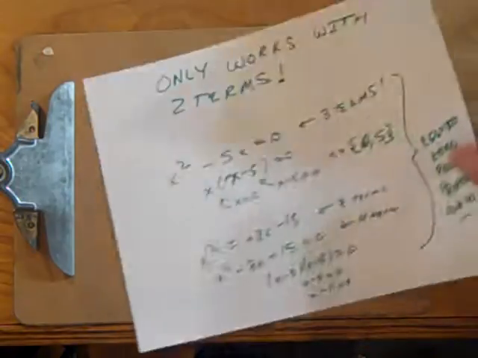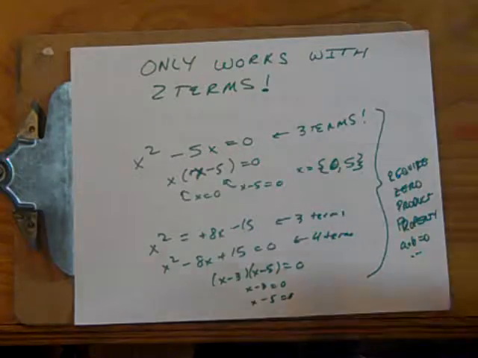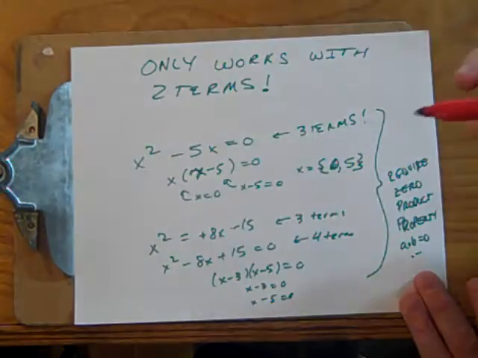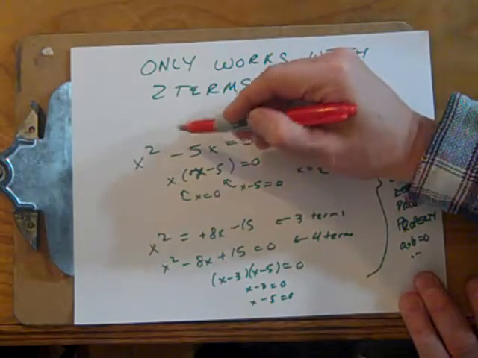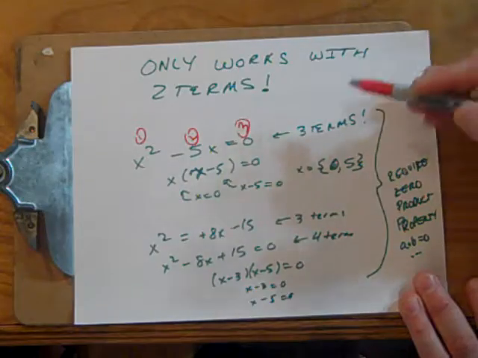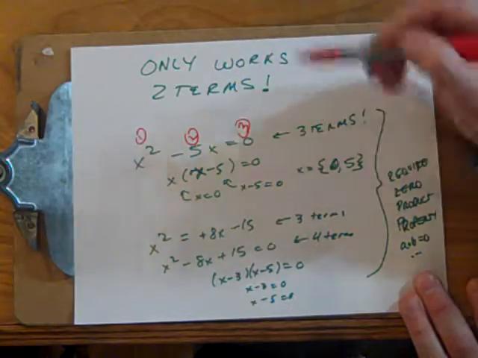Now, I've got to stress this. We've got to see that it only works with two terms, all right? So when I have an equation like x squared minus 5x equals 0, you have three terms. 1, 2, and guys, 0 is a term. So this cannot be solved right now unless you do guess and check.